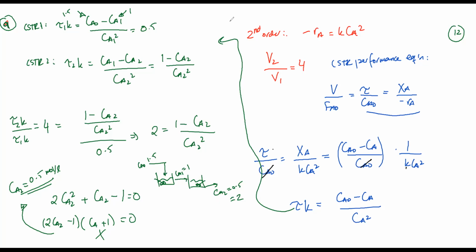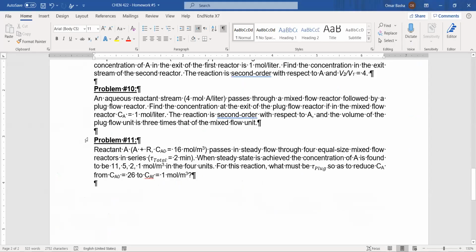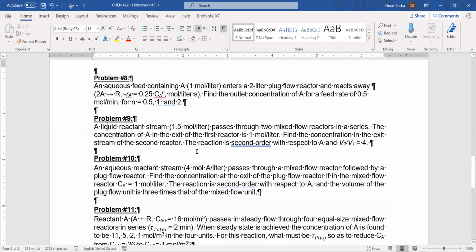Let's go back to the homework. Let's have a look at the next problem. Problem number 10, again, taken from the previous homework. An aqueous reactant stream with 4 moles of A per liter, CA naught, passes through a mixed flow reactor followed by a plug flow reactor. Find the concentration at the exit of the plug flow reactor if in the mixed flow reactor CA equals 1 mole per liter. The reaction is second order with respect to A, and the volume of the plug flow unit is 3 times that of the mixed flow unit.